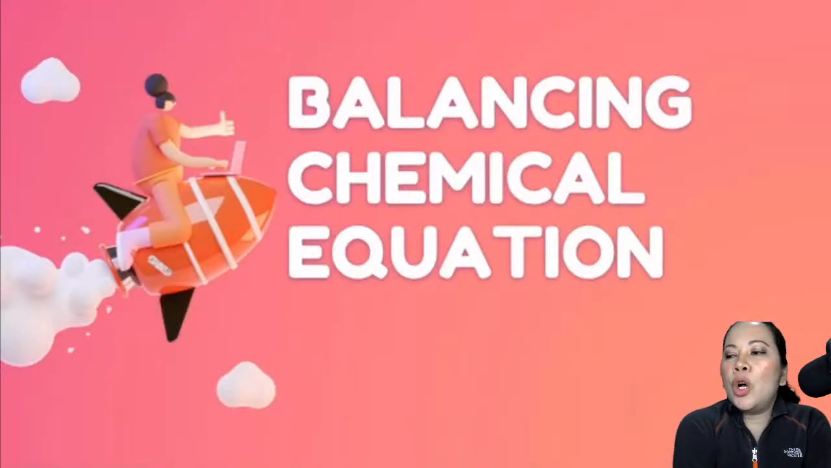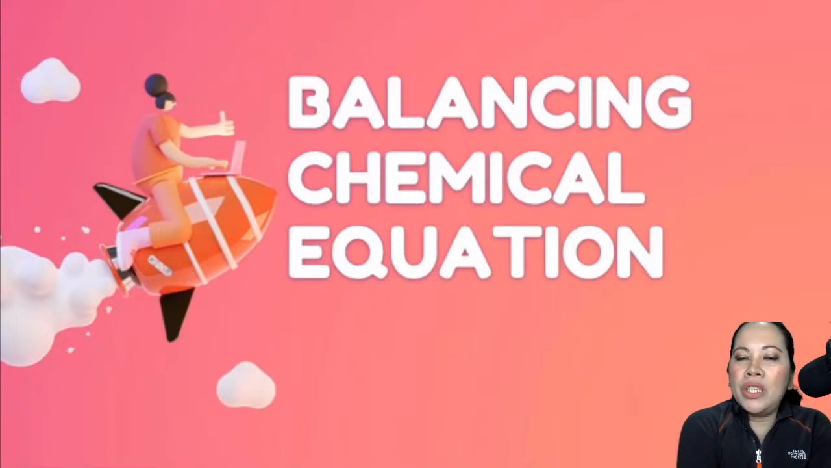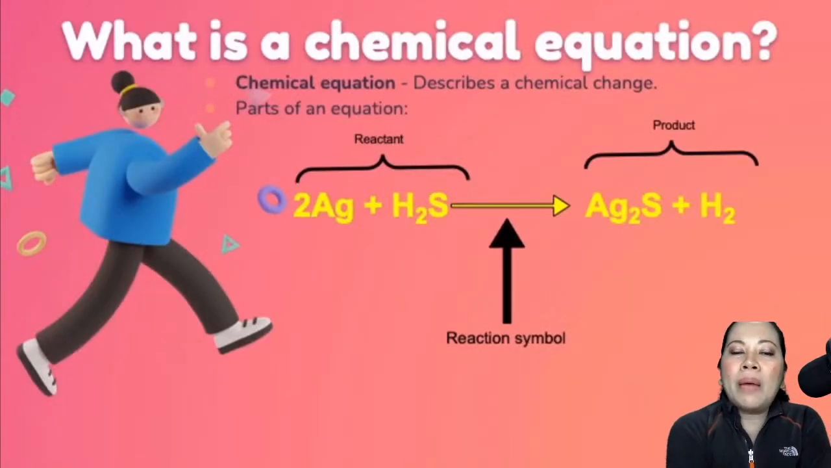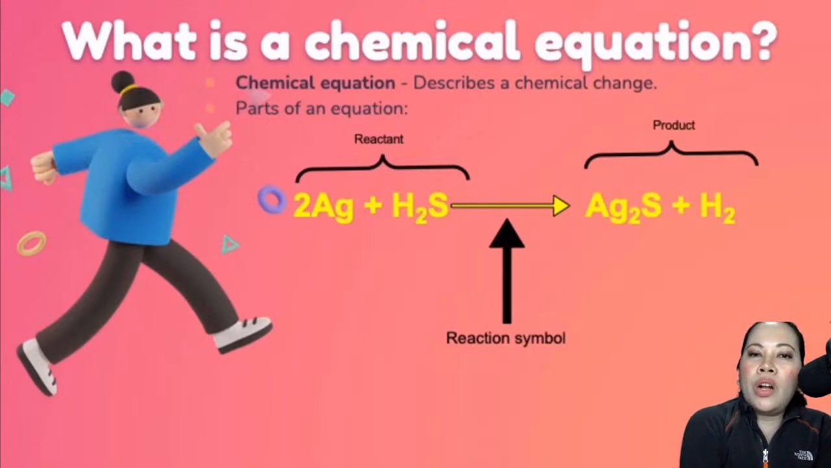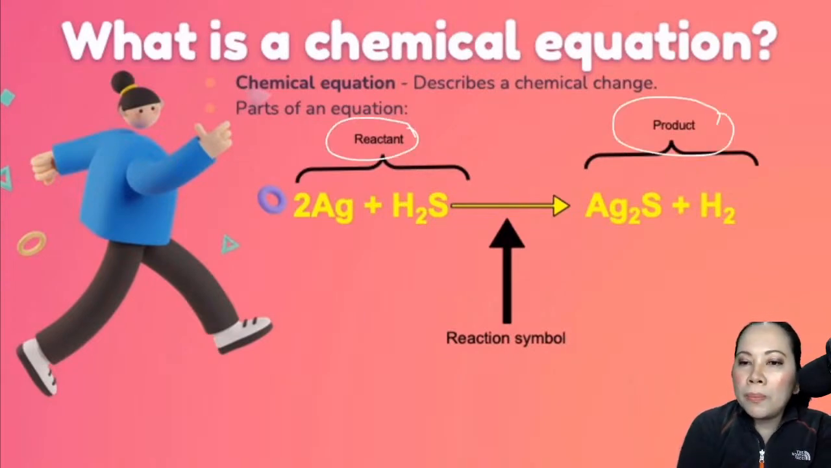Okay, so balancing chemical equations is the topic in science. When we talk about a chemical equation, let me just show this. So what is a chemical equation? A chemical equation describes a chemical change. In a chemical equation, these are the different parts. You have your reactant, you have your product, and this.